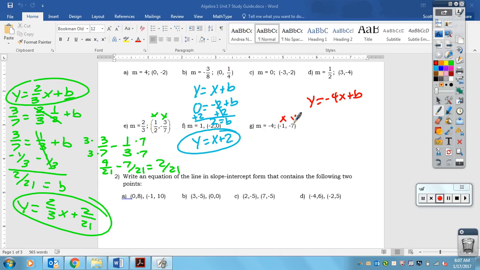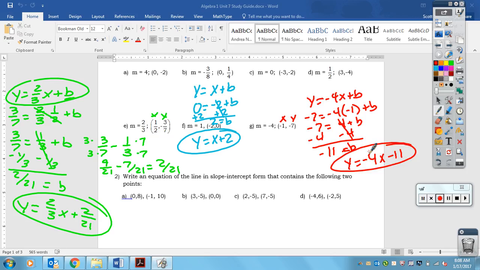Plug in, this is my x, that's my y, -7 equals -4 times -1 plus b. -7 equals 4 plus b, minus 4, minus 4. B equals -11. So my equation is y equals -4x minus 11.